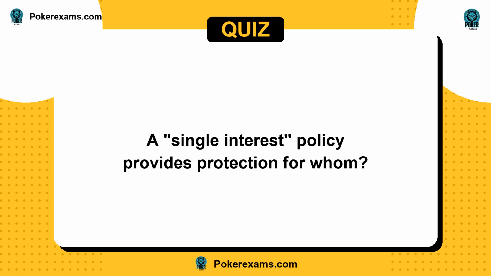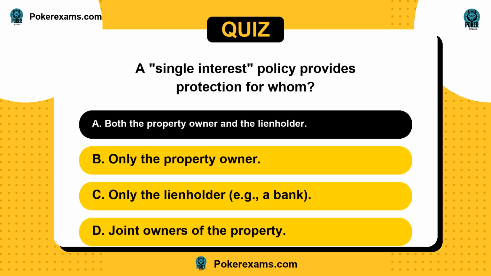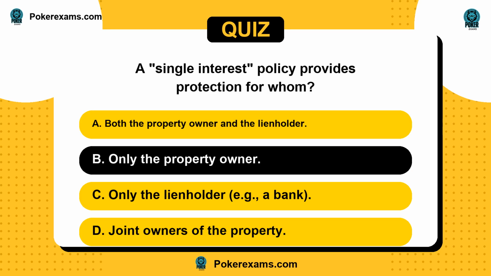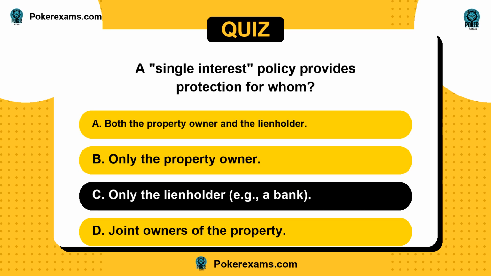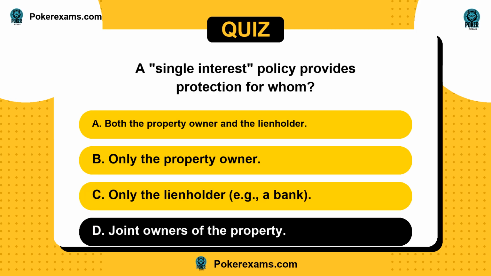Next question. A single interest policy provides protection for whom? Is it A, both the property owner and the lien holder? Or B, only the property owner? C, only the lien holder, e.g., a bank? Or D, joint owners of the property?